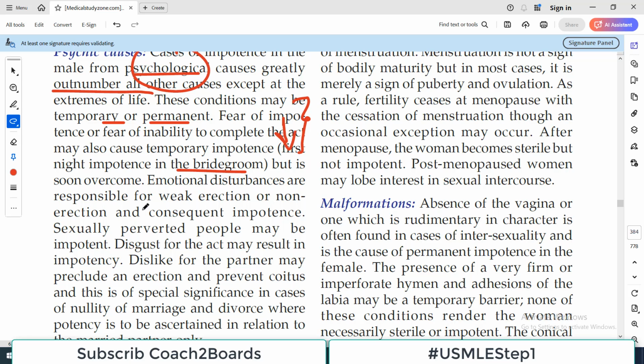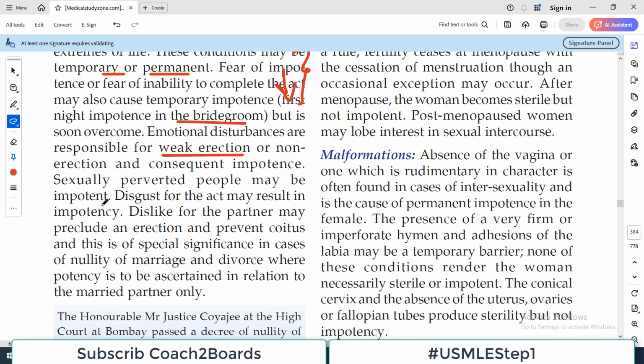Emotional disturbances are responsible for a weak erection. Sexually perverted people may result in impotence, or disgust or dislike from the partner. See, these are all psychological issues. You don't like your partner, you like somebody else. So with somebody else you are fine, but with your partner you are not. So these sorts of issues, right?